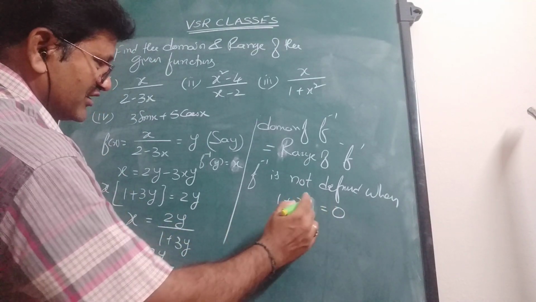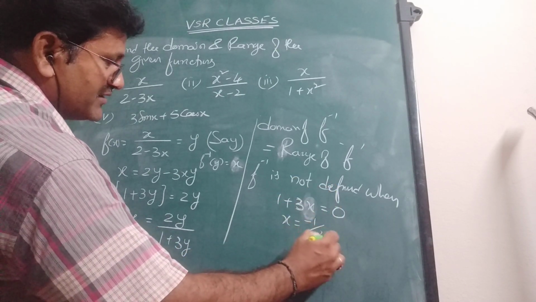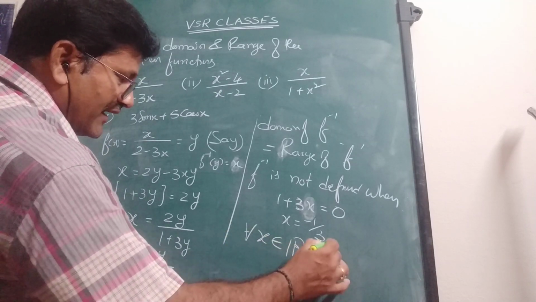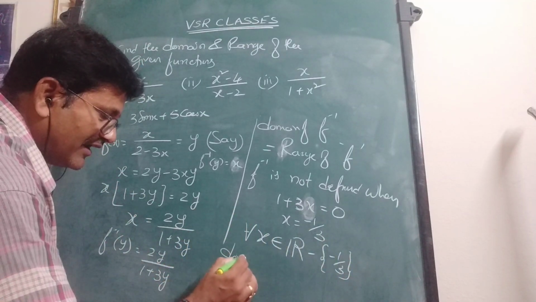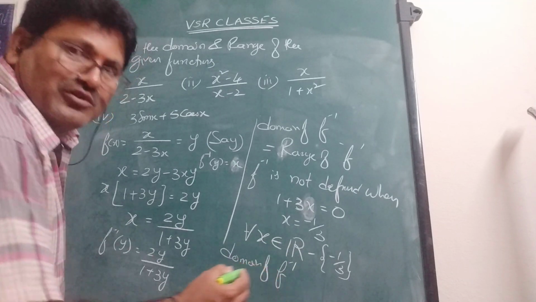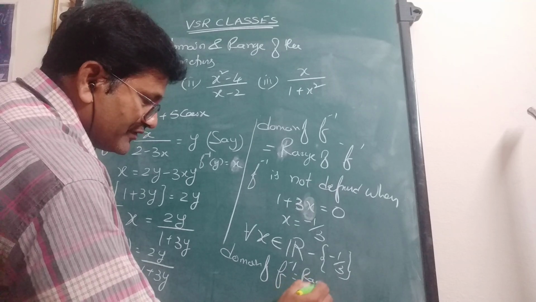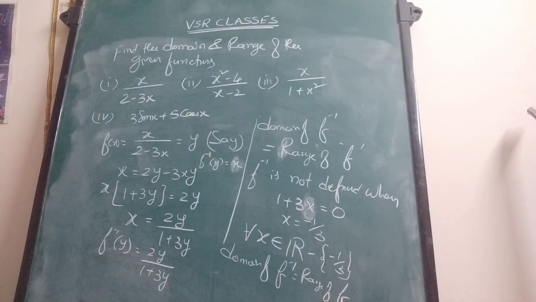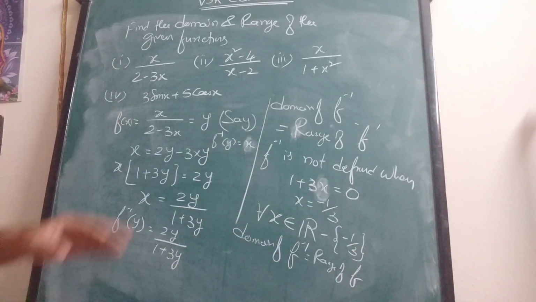You can write 3x also, no problem. 1 plus 3x is equal to 0, so x is equal to minus 1 by 3. So for all x belongs to R minus 1 by 3, this is the domain of f inverse. The domain of f inverse is nothing but the range of f. So your answer will be that the range of f is this one. You have to find it like this.